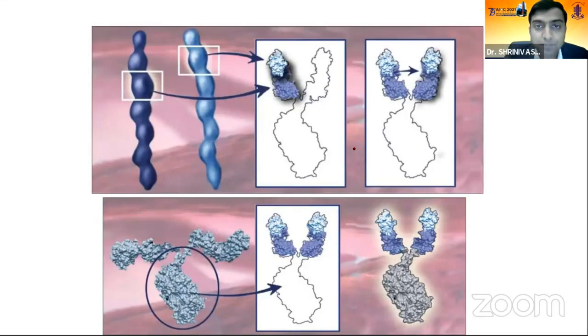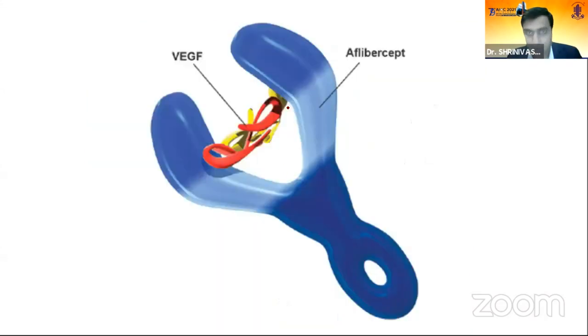So what they do here is the R1 receptor and the R2 receptor of the VEGF are taken, and fixed to the monoclonal antibody. So what does the VEGF think? Oh, it's my own receptor, let me go and stick in there. So ultimately it gets trapped. That is why it is named VEGF trap.